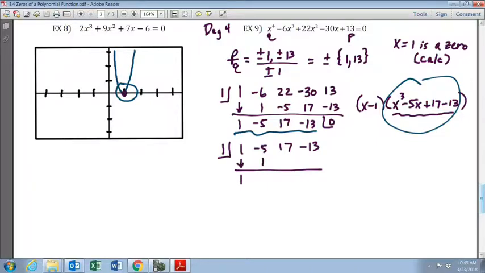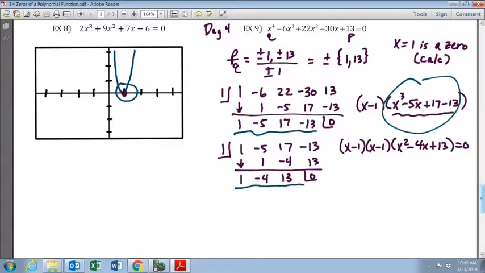Let's see, we get 1, add, and you get -4, multiply, you get -4, add, you get 13, multiply, you get 13, and when you add you do get 0. And so you can see that 1 is a repeated 0, or x minus 1 is a repeated factor for this polynomial. So we can write this as x minus 1 times x minus 1 times x squared minus 4x plus 13, using the answer from our last synthetic division.